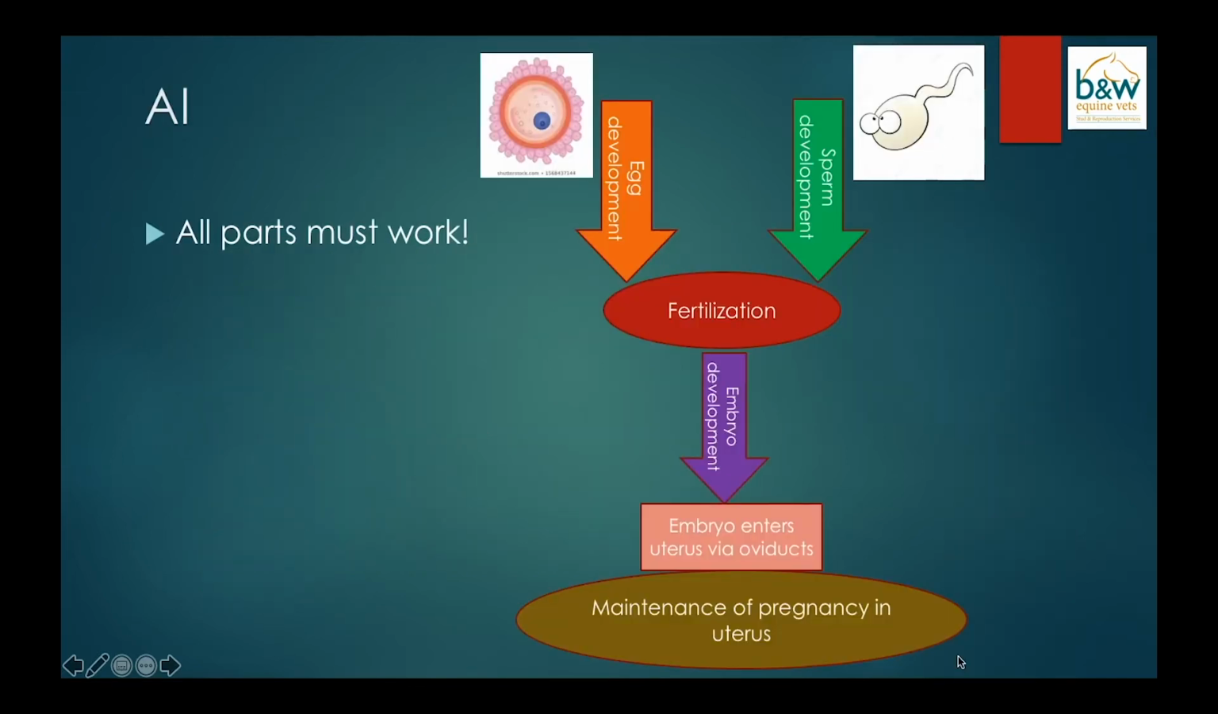So going back to this diagram, for artificial insemination, basically all these parts must work. We need normal egg development, we need normal sperm development. Once the sperm's deposited in the mare, we need fertilization to take place without problem, that embryo to develop, enter the uterus, and for pregnancy to be maintained.